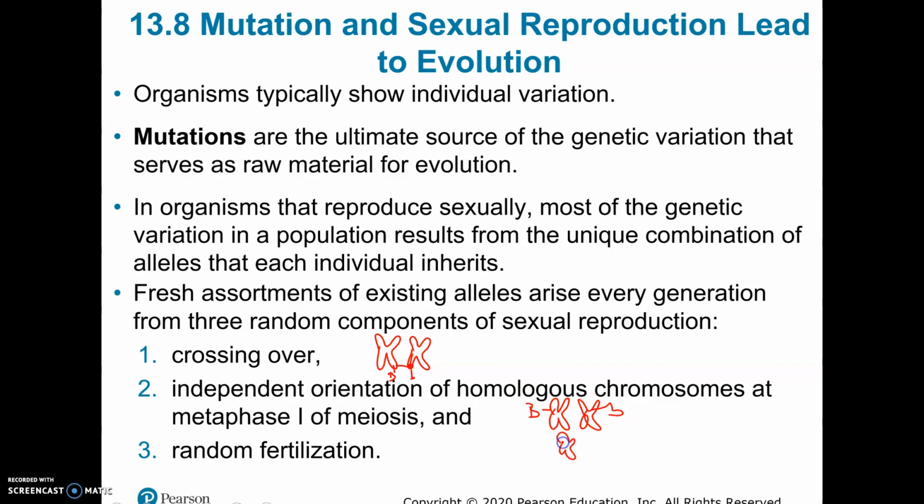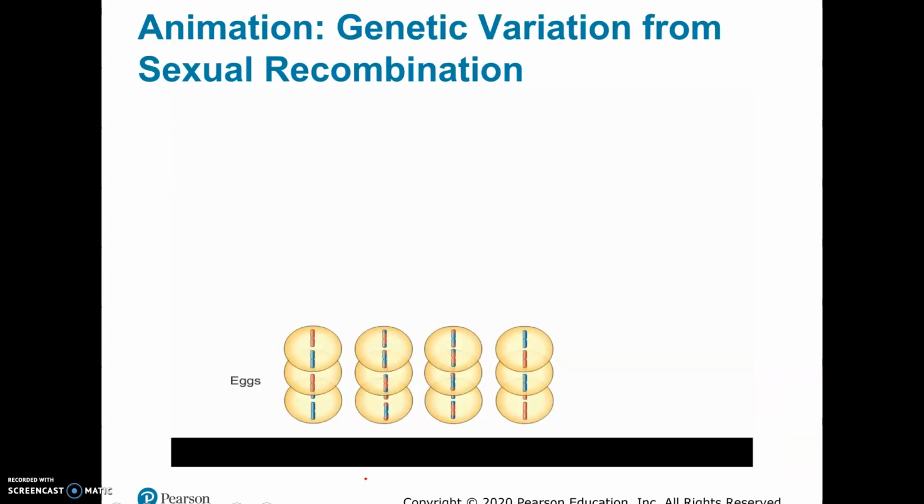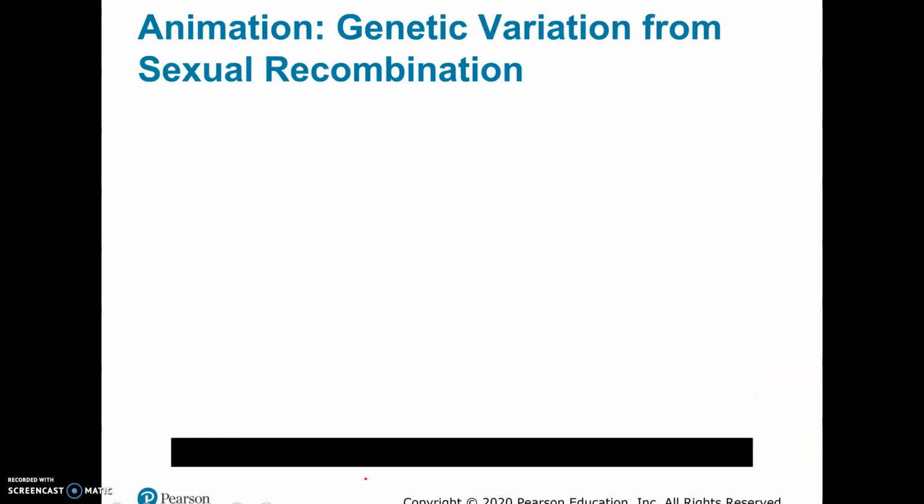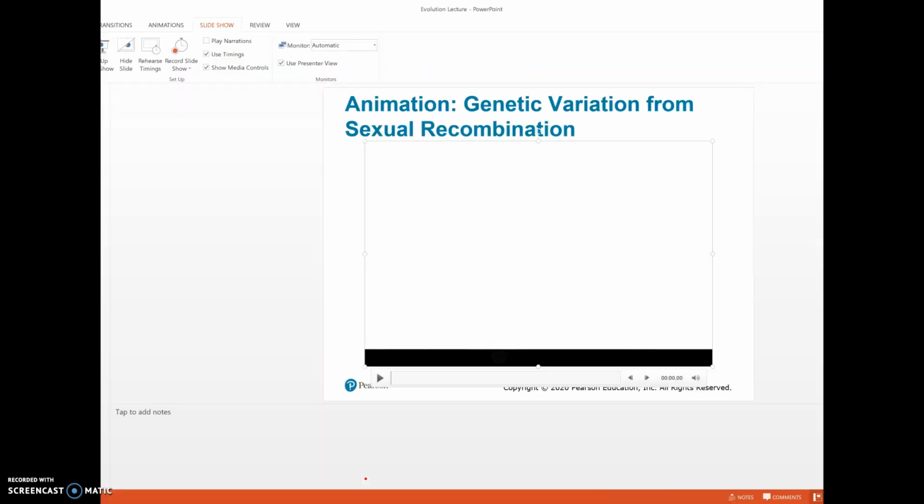Independent assortment, meaning the idea that, remember, when you have, say, big B, little b, and then a different trait on a different chromosome, big C, little c, it was completely random whether you gave big B with big C, big B with little c, or little b with big C, or little b with little c. And each of those, remember, becomes the sperm or the egg that then fertilizes somebody else's random sperm or egg. So you have a lot of variations that are going to be in new combinations in an offspring. And this little animation is going to show that.